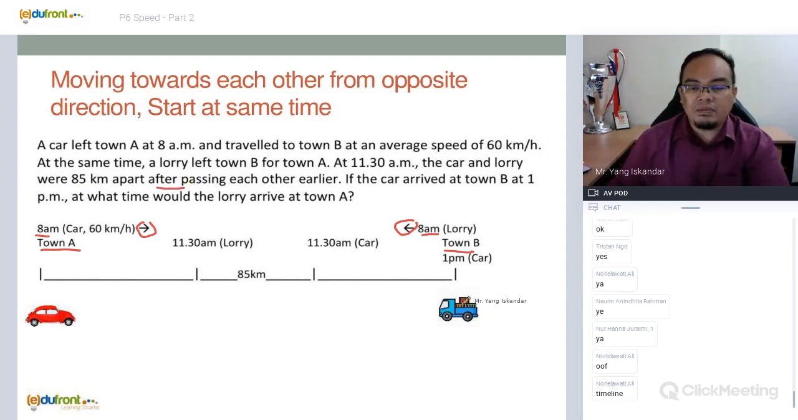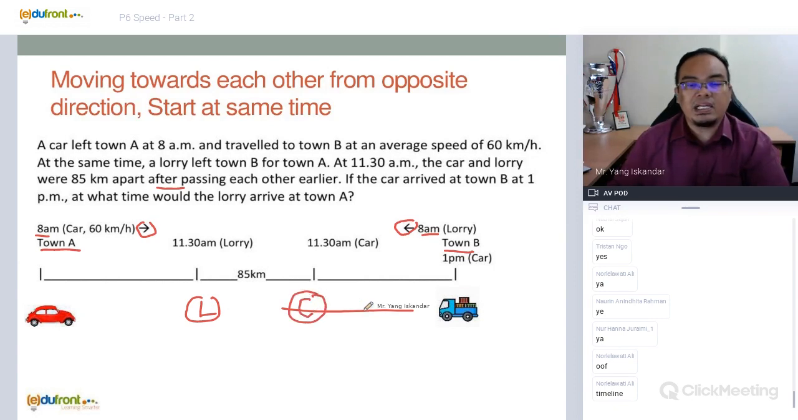So that means the lorry, at 11:30 a.m., will be here. This will be the lorry, and the car will be here. This is the car. And they tell you that they are 85 kilometers apart. You can see here, this 85 is from here to here. So the question is, at what time would the lorry arrive at town A?